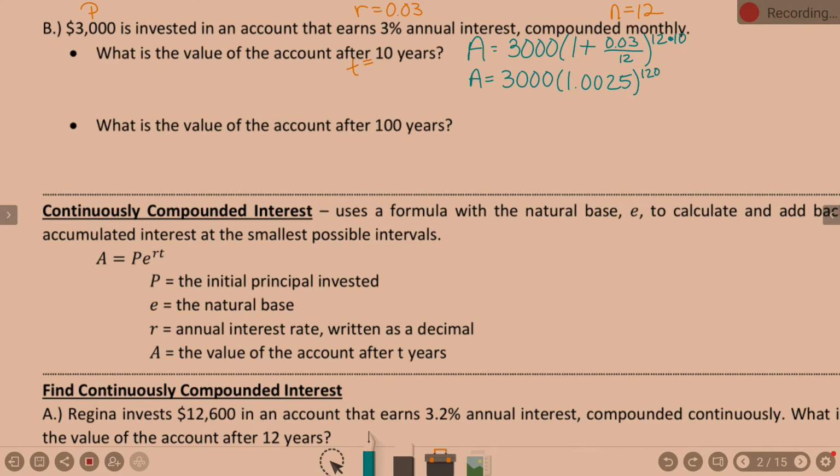Well, look at that. So this time when you do 0.03 divided by 12, it's 0.0025. Add that 1, it's 1.0025. This time we're raising to the 120th power. It is a big number. So what do we end up with here? 1,048.46. Is he right?